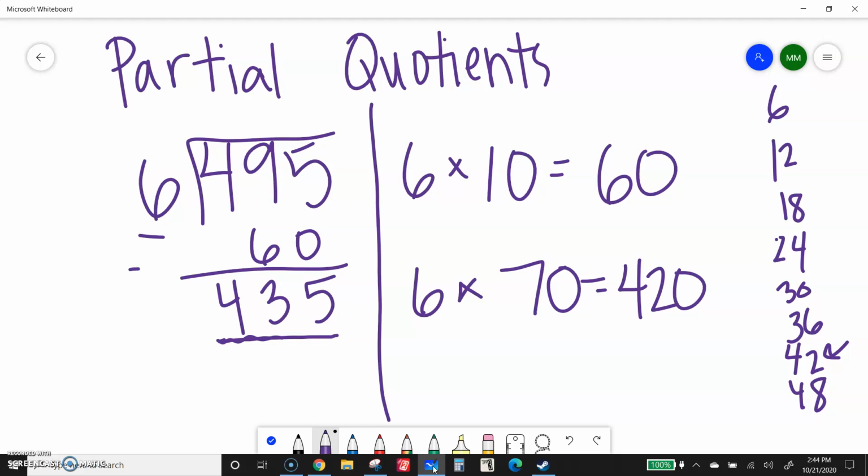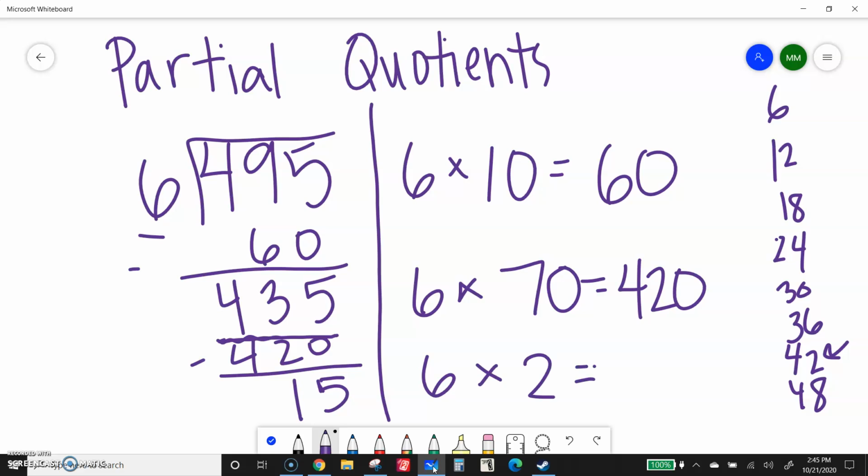So now I know that I can subtract 420 off of here, 5 and 1. So now I can say, okay, 15. I know how many times 6 goes into 15. That is 2 times, which is 12. So then I can subtract 12. Sorry, I ran out of space. And I get 3. And 6 doesn't go into 3 anymore.